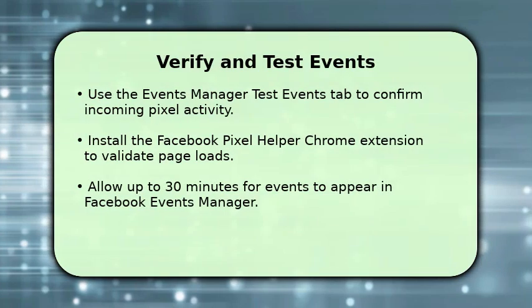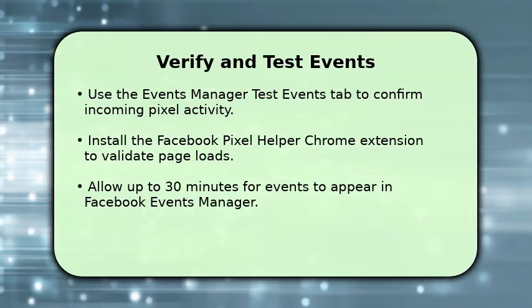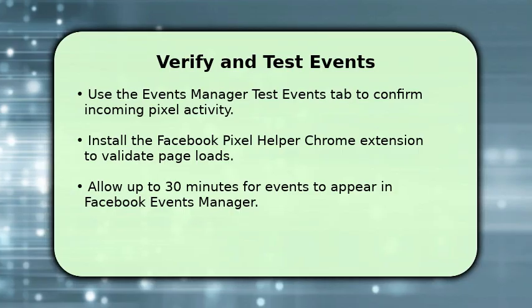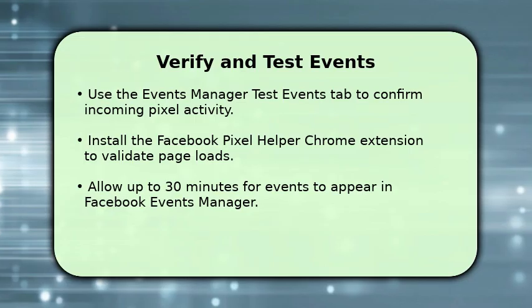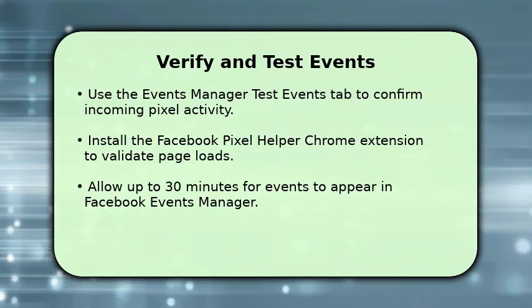After adding the pixel, you must verify that events arrive in Facebook. Open Events Manager and use the Test Events tab to confirm incoming pixel activity in real time. Install the Facebook Pixel Helper Chrome extension and visit your GoHighLevel pages to validate pixel fires and page loads.